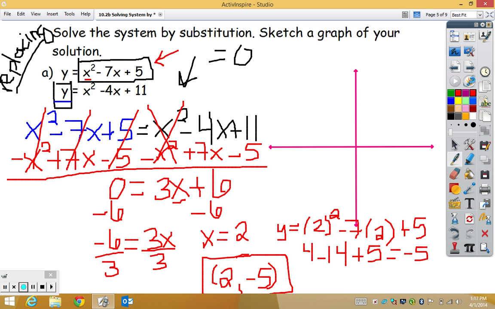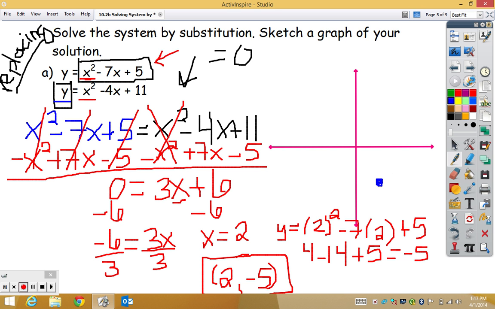Alright, so I need to sketch a graph of my solution. To do that, notice I have a quadratic and a quadratic, so I have two parabolas, x squared and x squared. That's how I know. So I know they need to intersect at (2, -5). Let me switch colors. So (2, -5) is about right here.